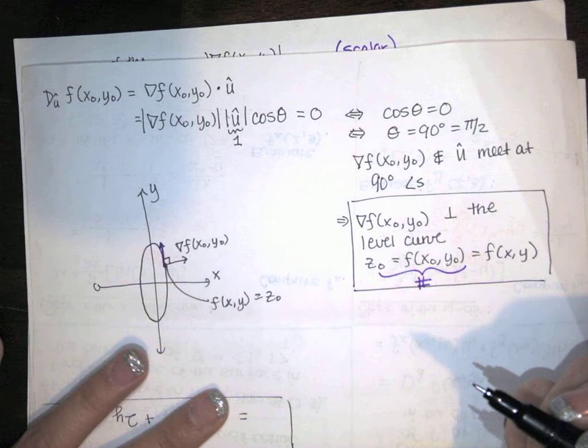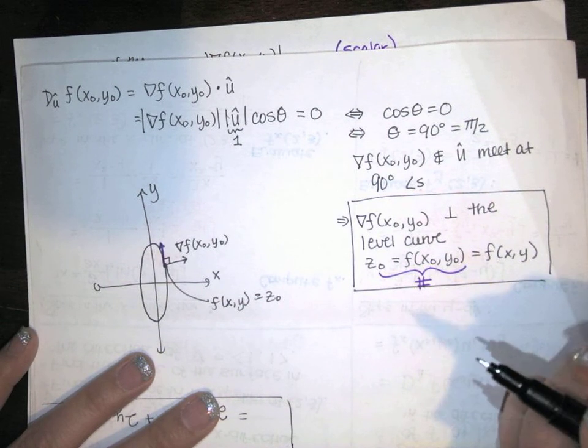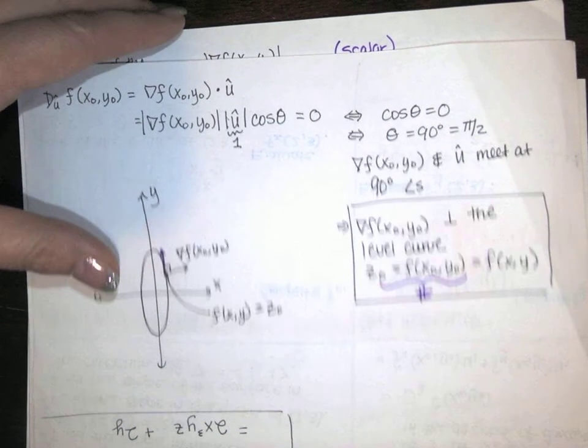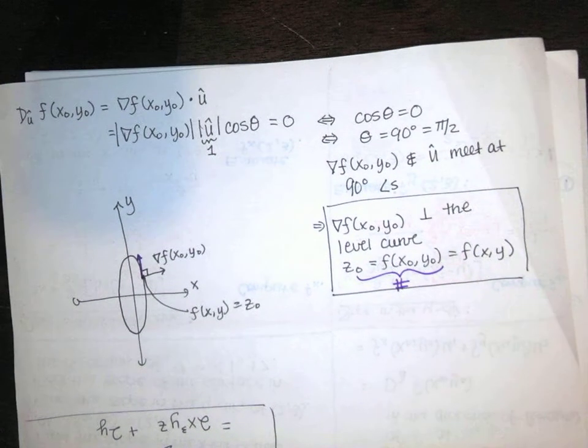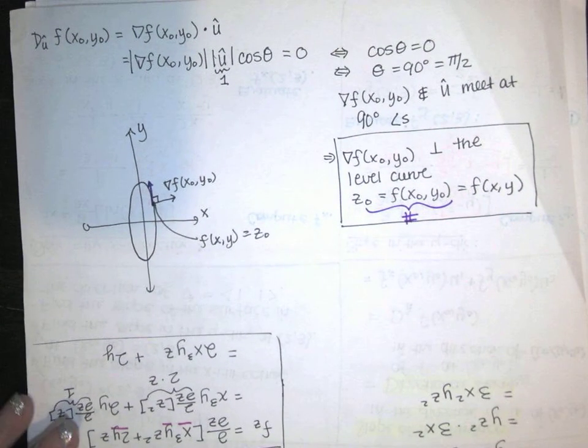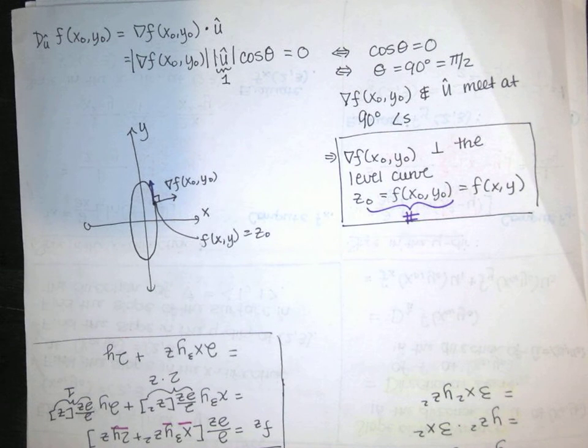Okay, and we'll probably see some more examples of that in the next section when we start talking about tangent planes. We'll look at gradient vectors of level surfaces, of functions of two variables there.